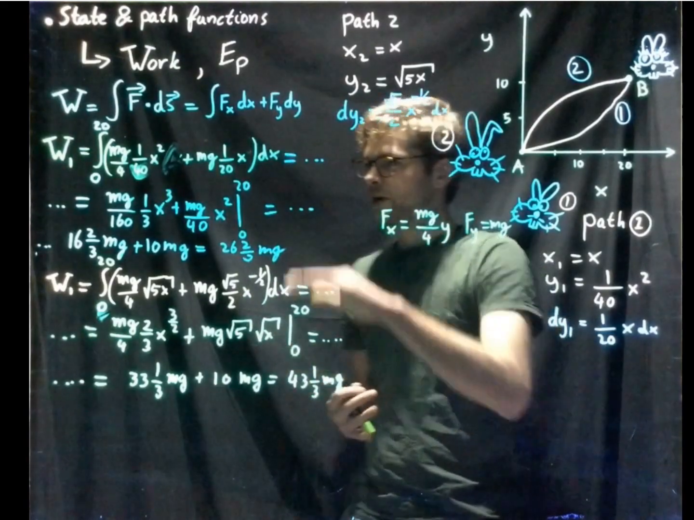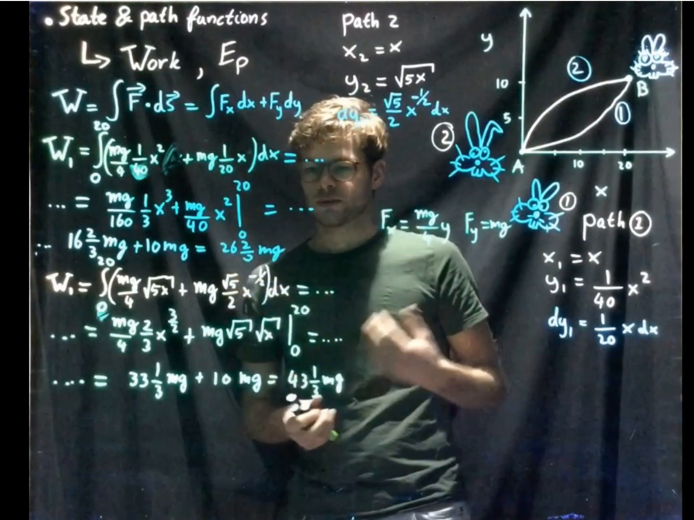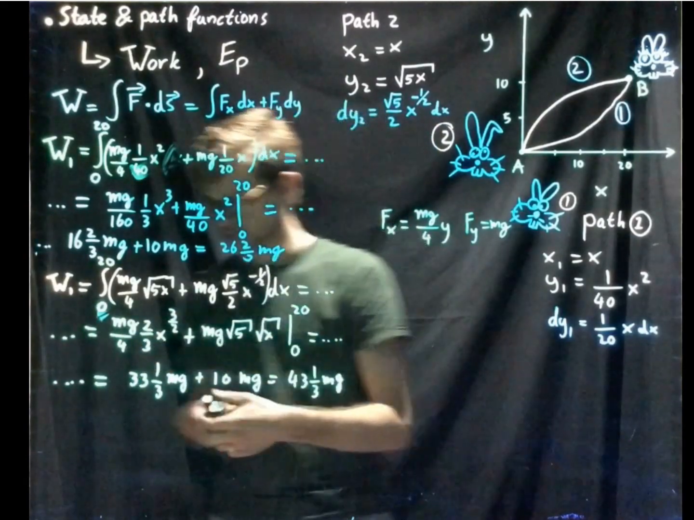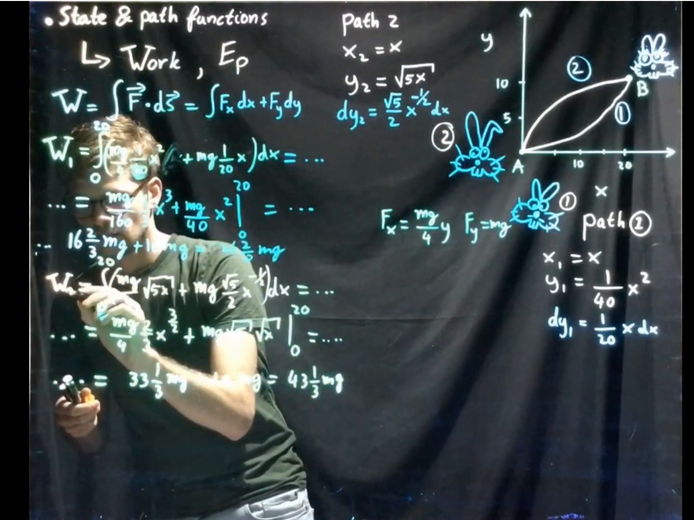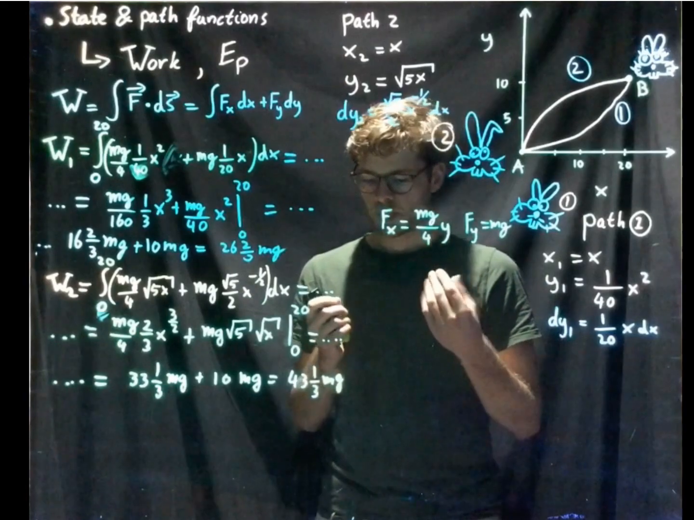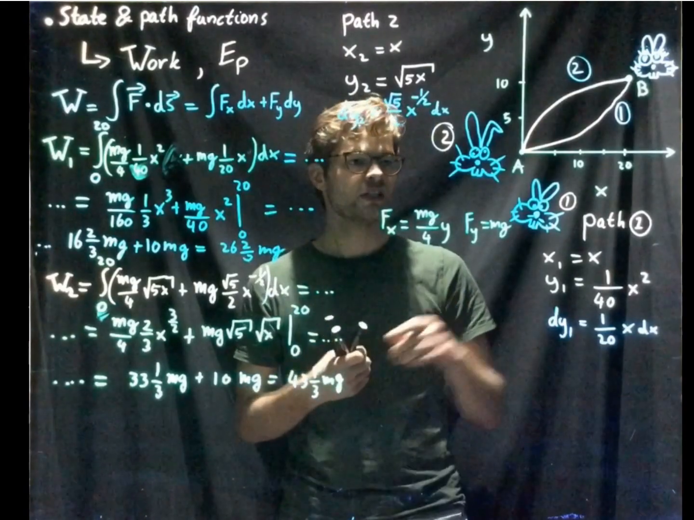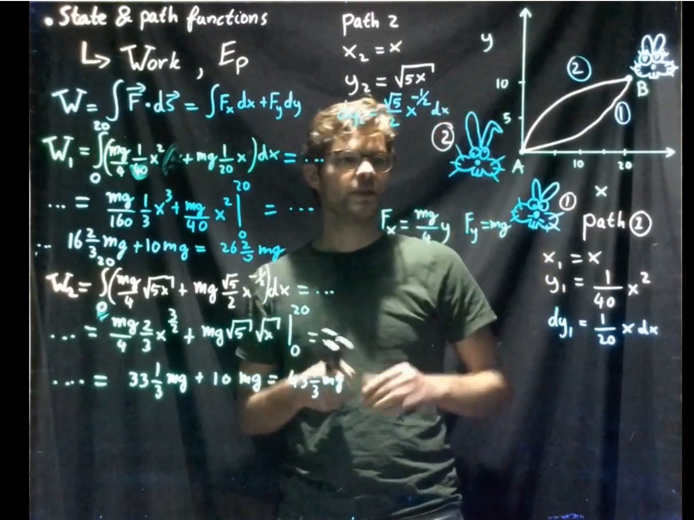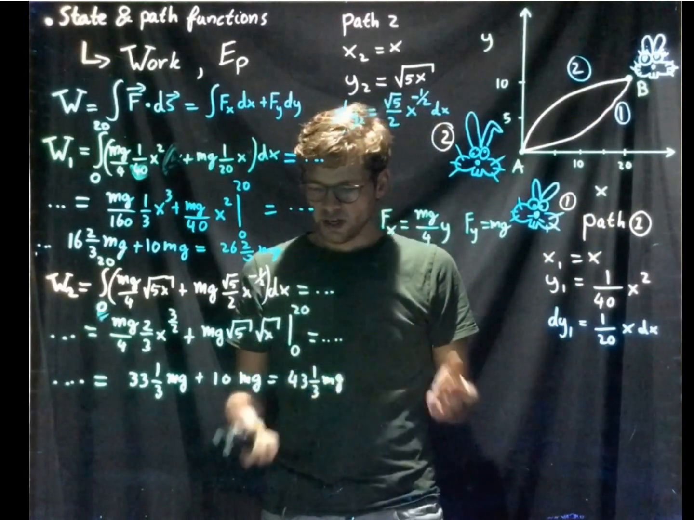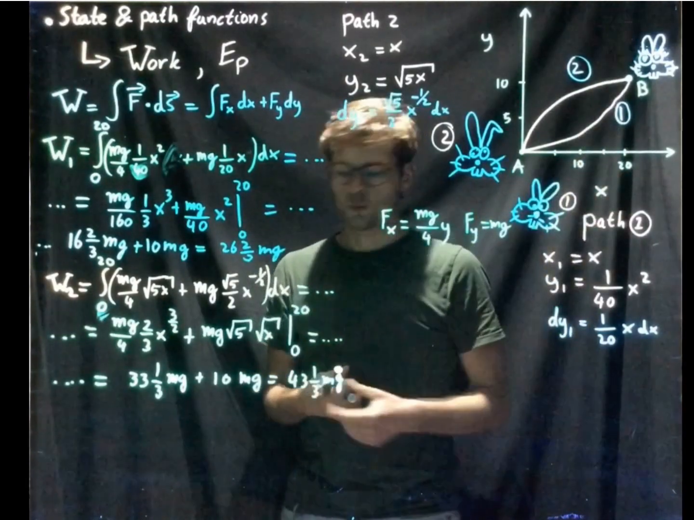So we can see that the amount of work rabbit 1 needs to apply is 26 2/3 mg times the gravity force, but rabbit 2, oh, this is a 1, but it should read a 2. Rabbit 2 needs to apply 43 times the force of gravity amount of energy. So rabbit 2 will be much more tired when he gets to his lady rabbit. It's better to take the route of rabbit 1.